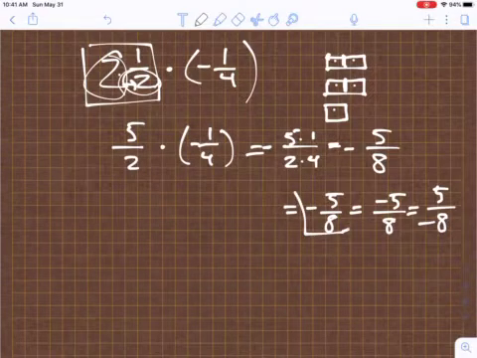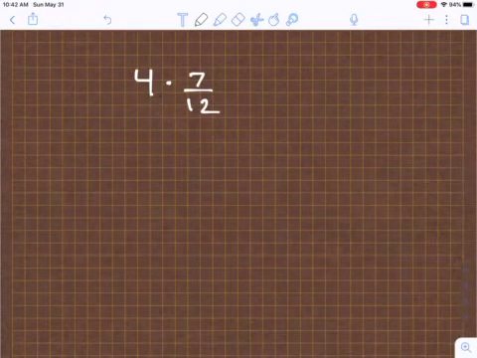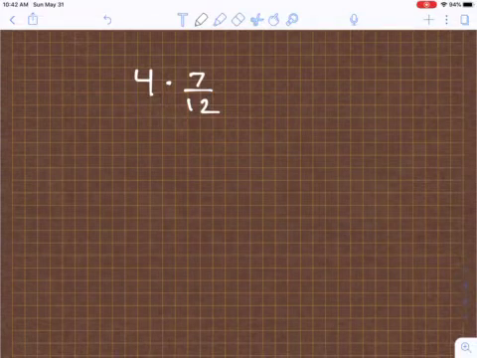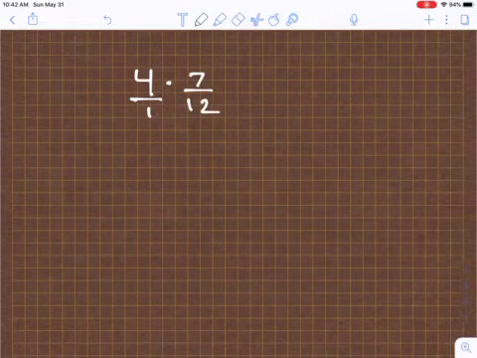And usually I write it with it just out in front. Okay, 4 times 7/2. Now, every number can be written as a fraction, even if it's a whole number. And so the big thing to remember with the whole numbers is just put it over 1, right? Because 4 divided by 1 is 4 wholes. So if you put it over 1, then you just multiply it out, right?